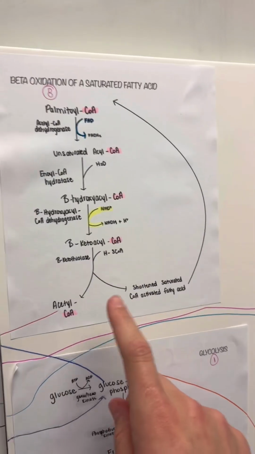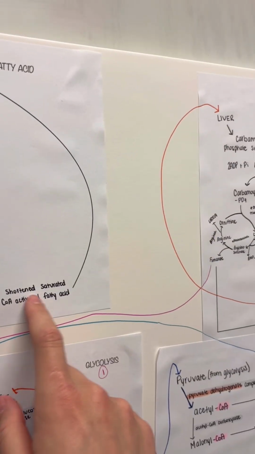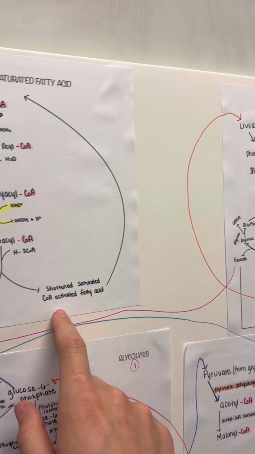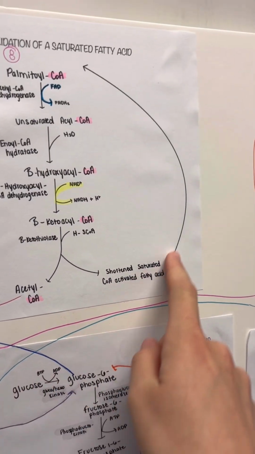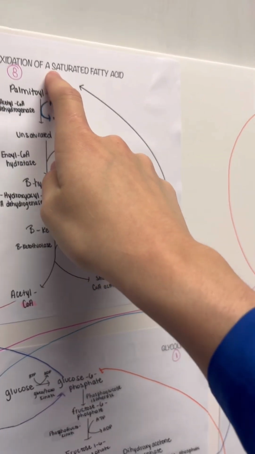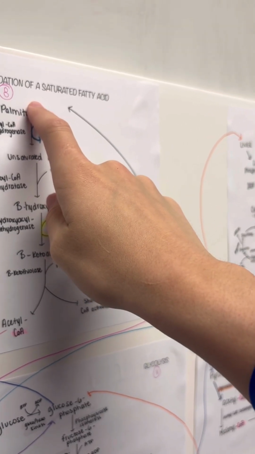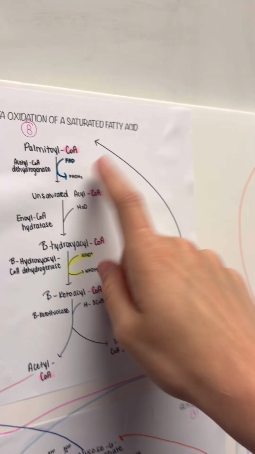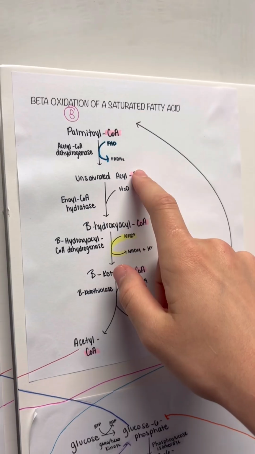And then down here we have this where it turns into a shortened saturated CoA activated fatty acid, and in that case it will be sent back up to the top of the cycle and re-enter the beta oxidation pathway.